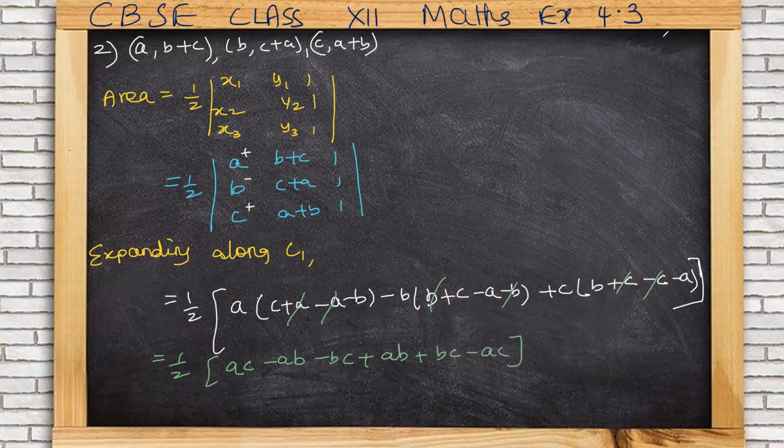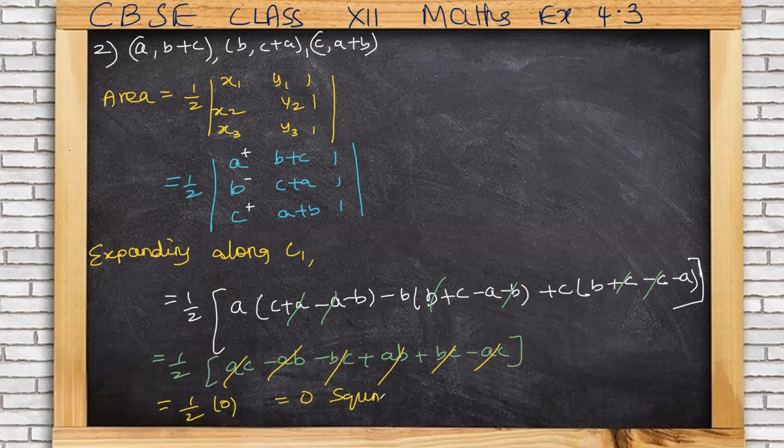And again, we'll check whether any terms are getting cancelled. So plus AC minus AC gets cancelled, minus AB plus AB gets cancelled, minus BC plus BC gets cancelled. So everything is cancelled. So half into 0, it is 0 square units. As the area of the triangle with given vertices is 0 square units, the given points are collinear.